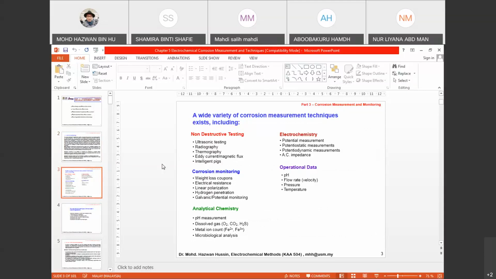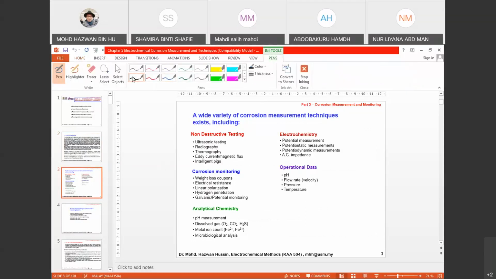Okay, so we have a few varieties of corrosion measurement techniques. Things that you need to understand is that for all these techniques, we have so-called non-destructive and also destructive techniques. Okay, so non-destructive means that it doesn't destroy the sample. Okay, samples or metals are not destroyed.